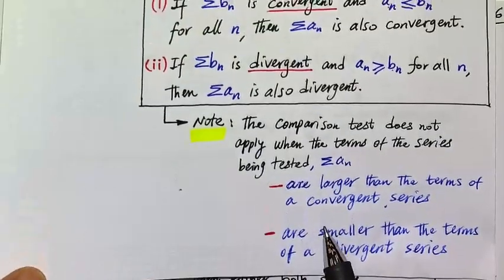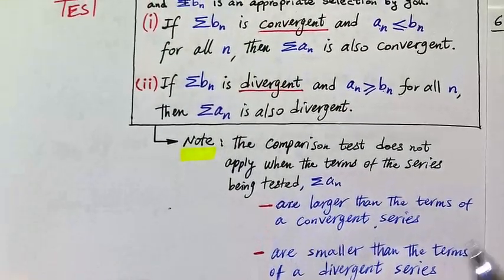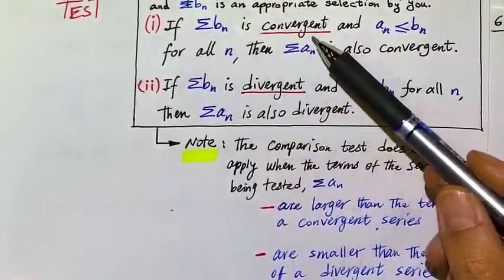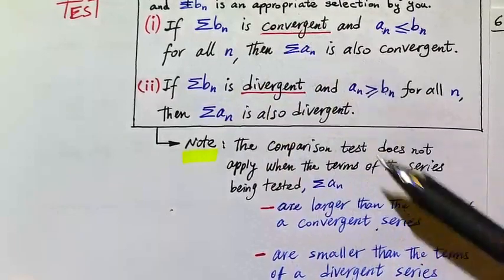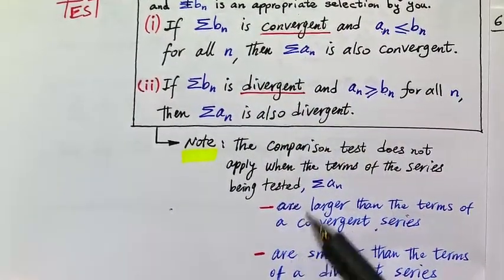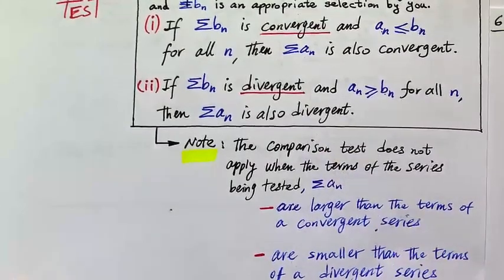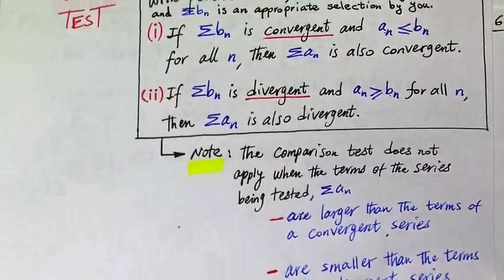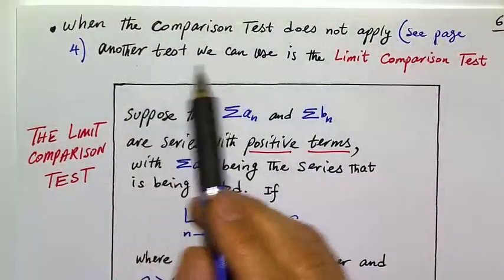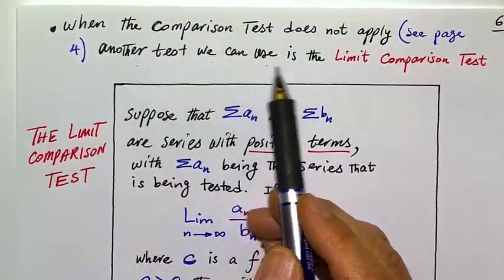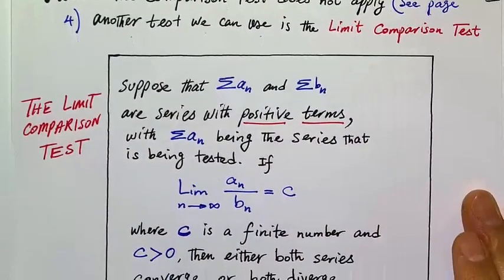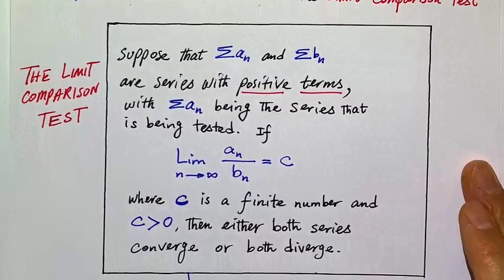These are the cases, in relation to when the comparison test applies for the convergent case and when it applies for the divergent case. So these are the cases where the comparison test will fail. We cannot use it. So when that happens, another test we can probably use is the limit comparison test. So let's see what this test is all about.